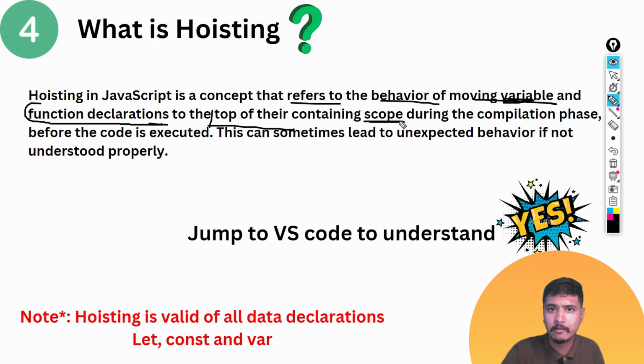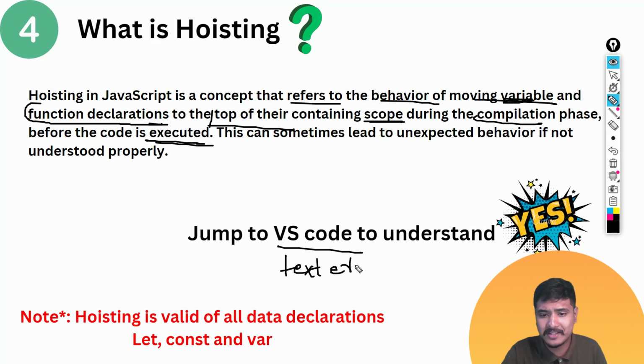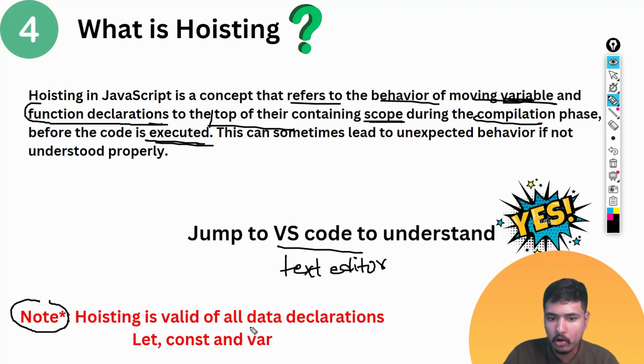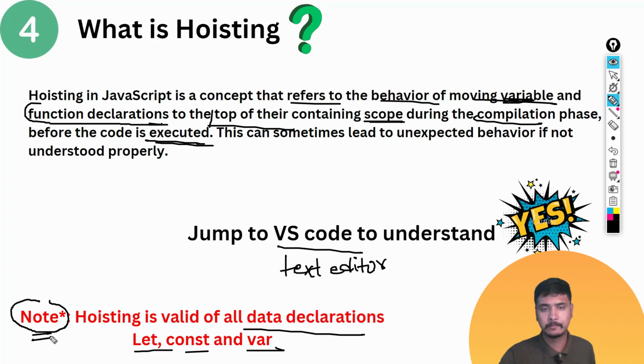So what is a scope? We'll discuss that. Not only that, but also what it means that we are going to move the declarations of variables and functions to the top of the scope, during the compilation phase, before the code is executed. To understand this, I would take you to VS Code or a text editor and explain how it works. Also, there is one more thing to note: hoisting is valid for all the data declarations, which is let, const, var. Let us see why it is written in the note.